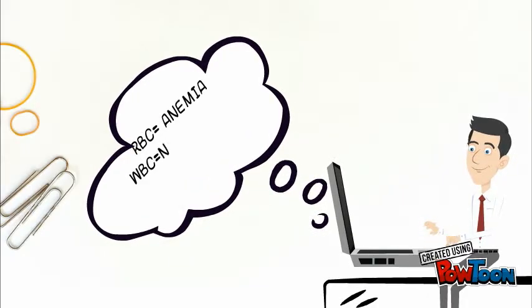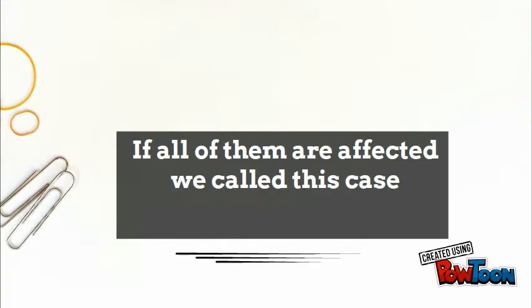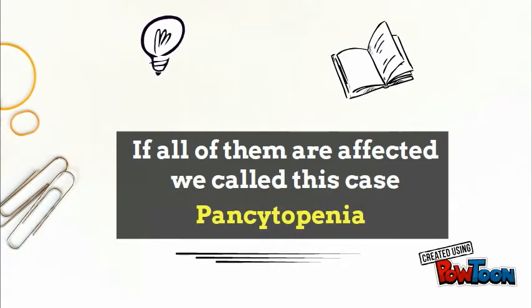Low RBCs is anemia, low white BCs is neutropenia. Low platelet is thrombocytopenia, which affects the bone marrow cells. If all of them are affected, we call this case pancytopenia.